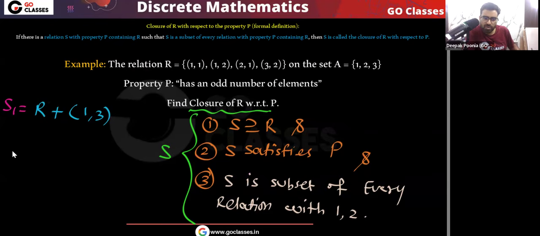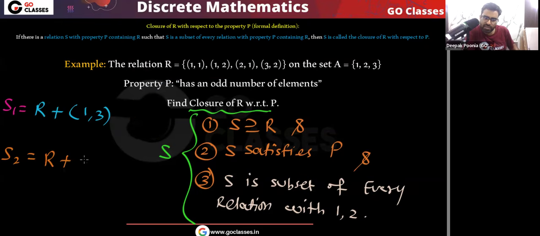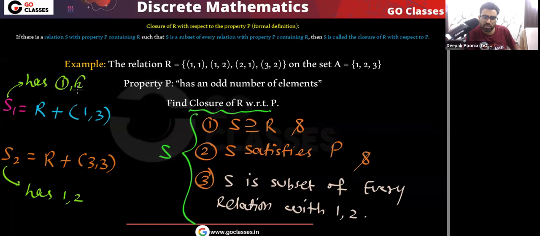Is this S1 a subset of every relation with property 1 comma 2? The answer is no, because notice, I can make a new relation which will have 1 comma 2. What I can do? I can add 3 3. Now notice, this S2 also has 1 comma 2, and this S1 also has 1 comma 2.